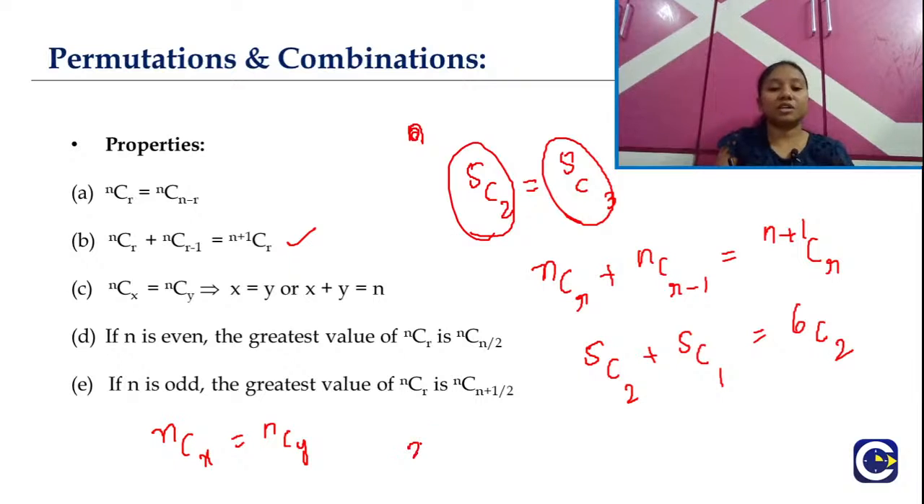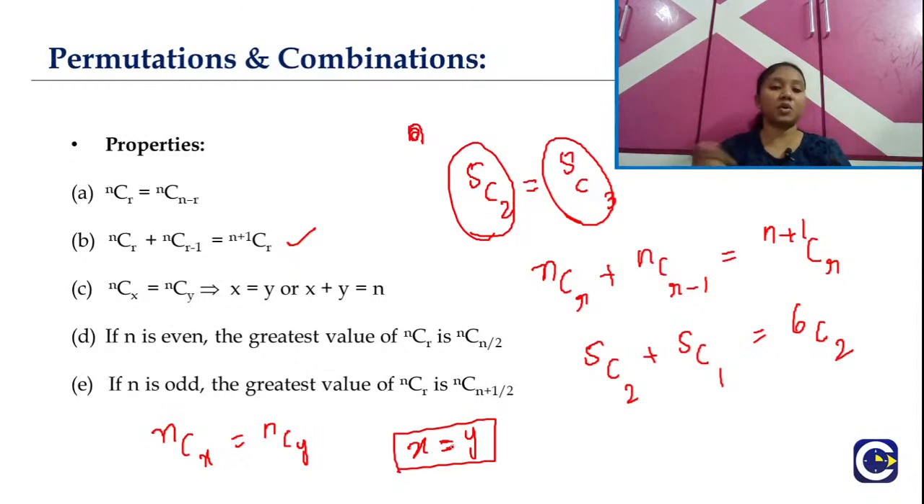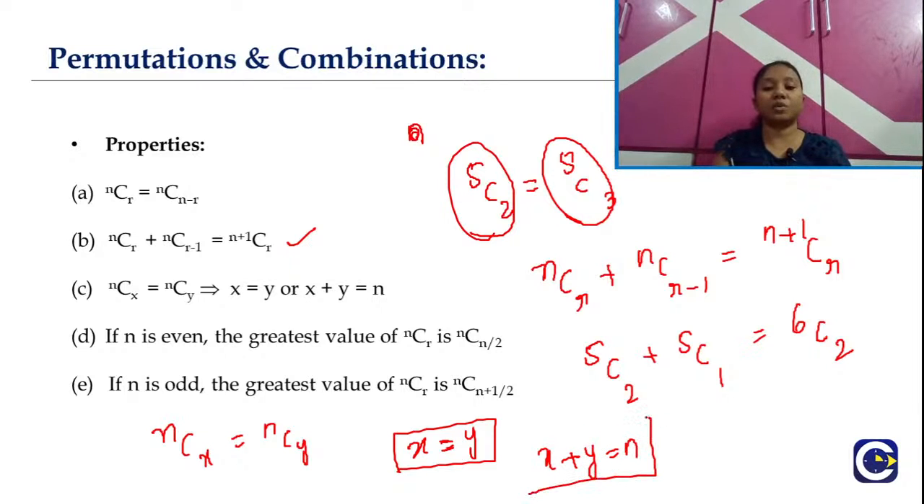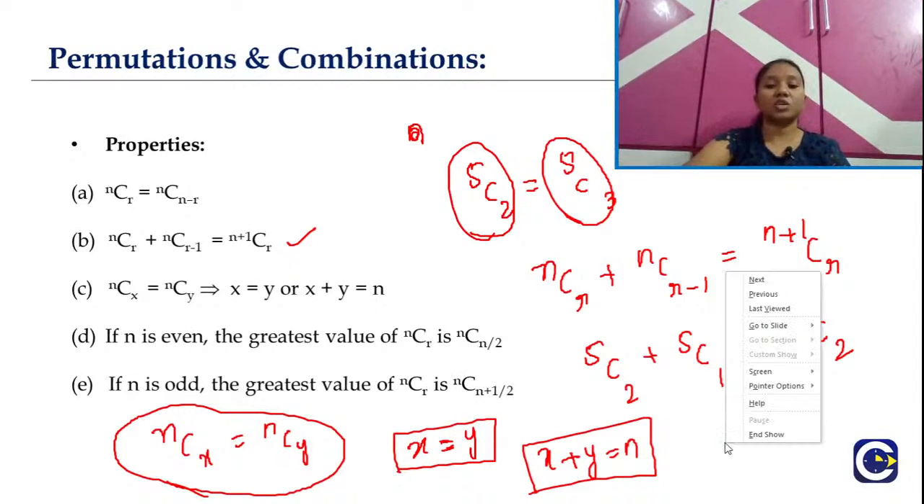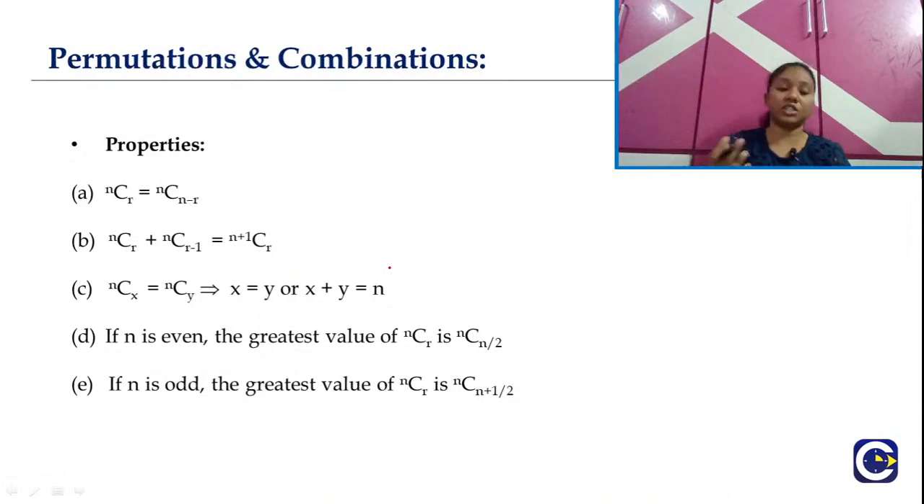So that is nothing but here both x and y will be equal. Either it can be x equal to y, one possibility, or the value of x plus y can also be equal to n. So whenever you see this type of expression where nCx is equal to nCy, you can conclude either of these two: one will be x equal to y and the other will be x plus y is equal to n. So we can conclude with either of these two conclusions based upon the situation.